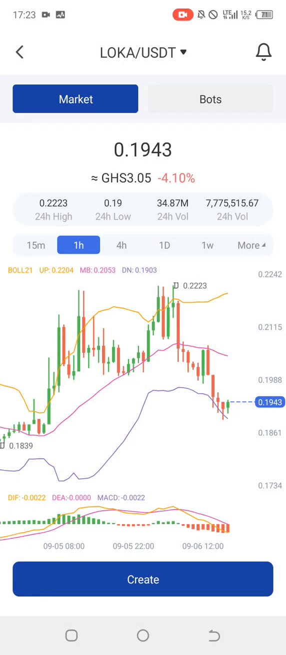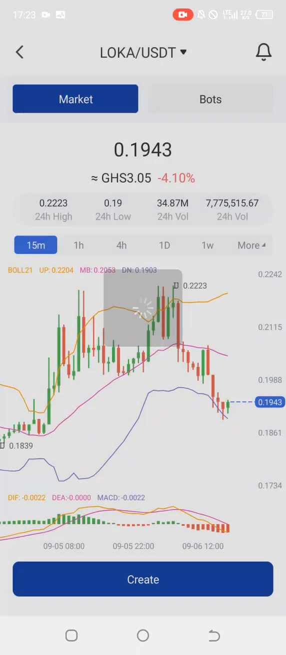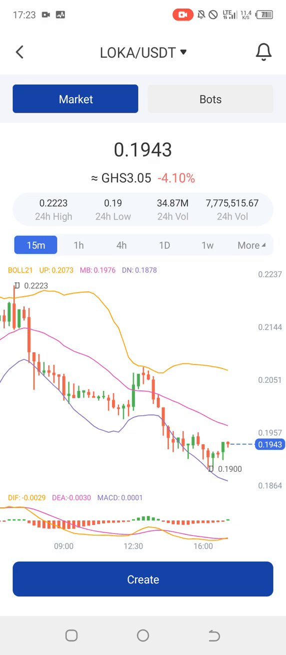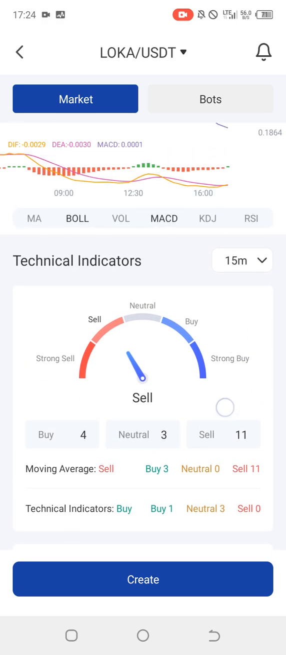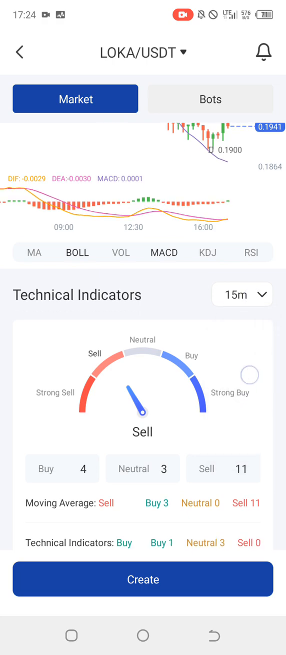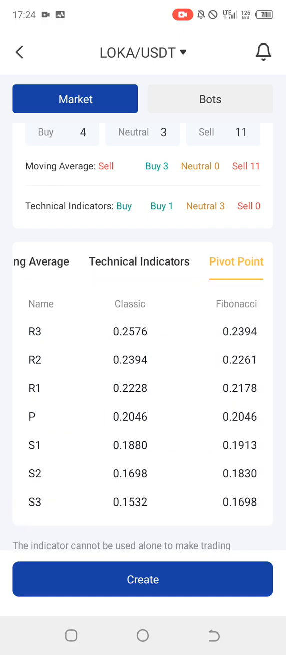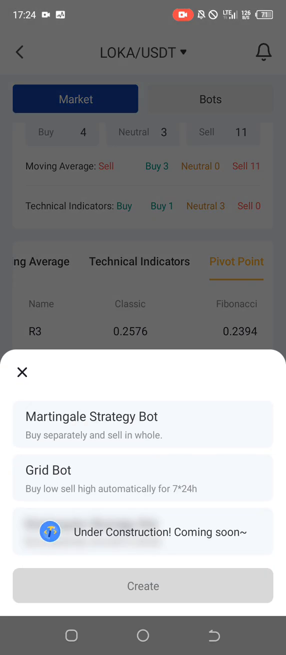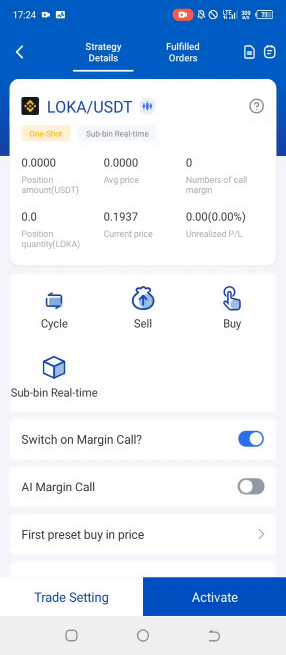So, and then we have already looked at our pivot point. If you are a scalper, you want to use your 15 minutes or you enter on your 5 minutes. So we use the 15 minutes, and then we put our technical indicator time frame. You see the time frame is here. We are using 15 minutes. Then you tap on the pivot point, the technical indicator pivot point. That's our topic that we are treating. Okay, and then click on create. You click on martingale strategy bot. You click on create. You click on next, and then you head to trade setting.